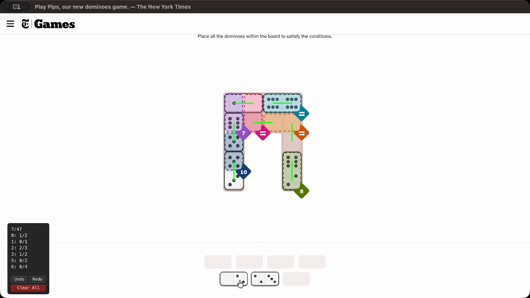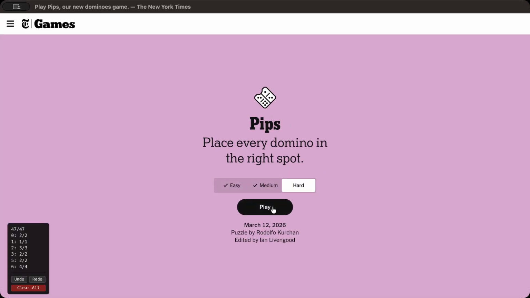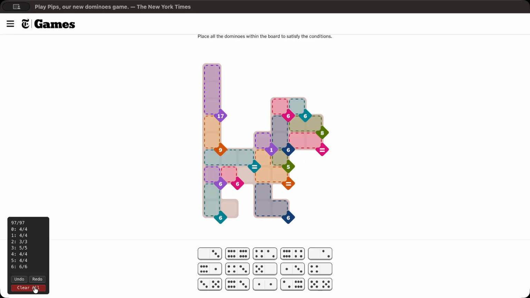This would put a 1. Can we complete the puzzle like this? I think we can. There we go. Not bad. That was the medium difficulty. Let's move on to the hard. See what we can get. Again, some forced orientations. Just going to mark them for sanity's sake.